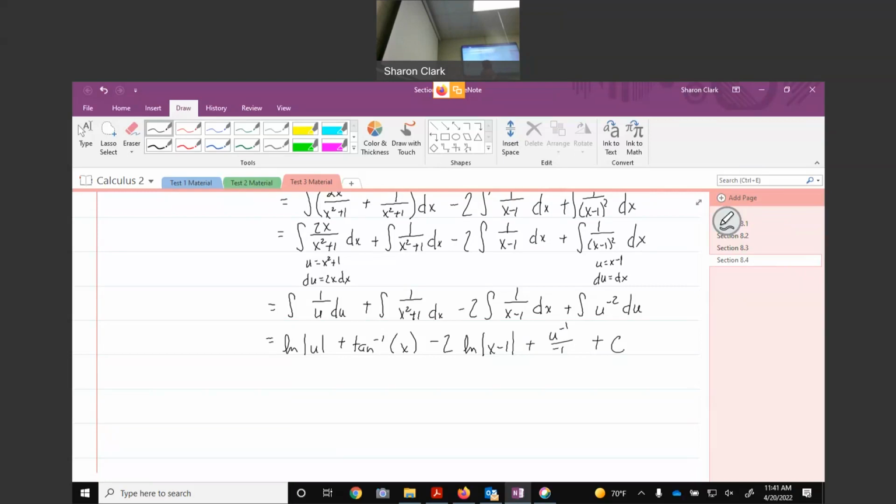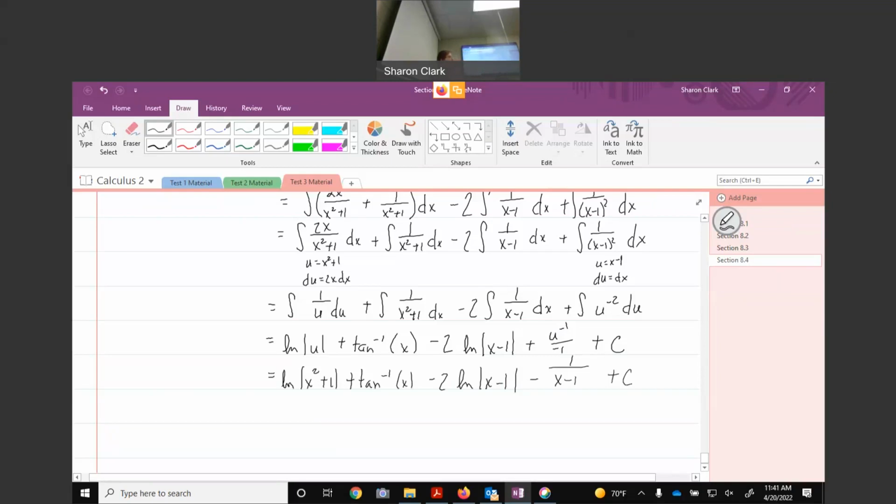So it's 1 squared, so that would be x over 1, which we don't want. It'll be 2 squared, right? All right, but I'm not done because I have x's and u's, and I have to have all x's. So that equals ln of x squared plus 1 plus tangent inverse x minus 2 ln of absolute value of x minus 1 minus 1 over x minus 1 plus c.